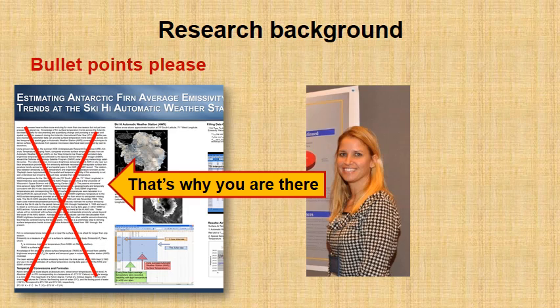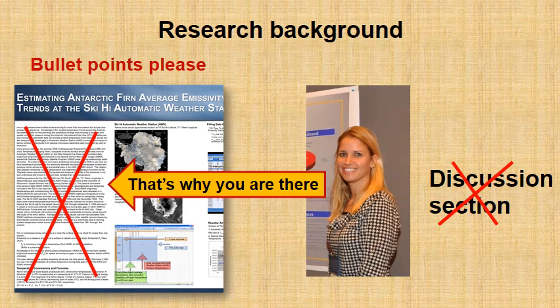The same applies to the discussion section. The discussion section should not be on a poster. That's a section which is reserved for scientific papers. You are there to discuss your science with the visitors and your audience. Is that clear?